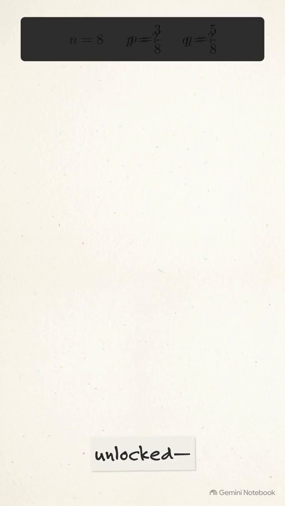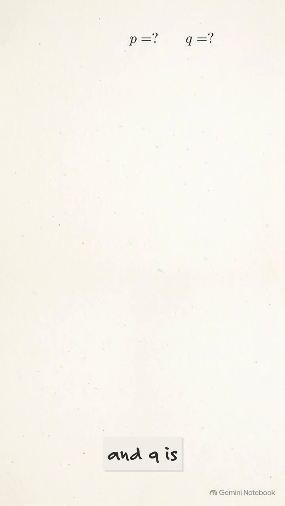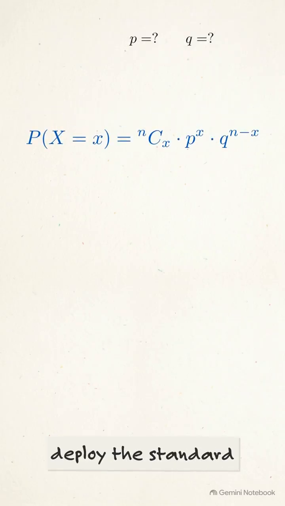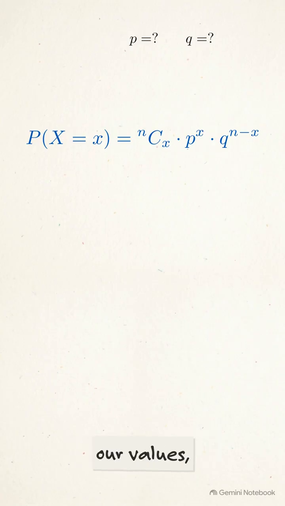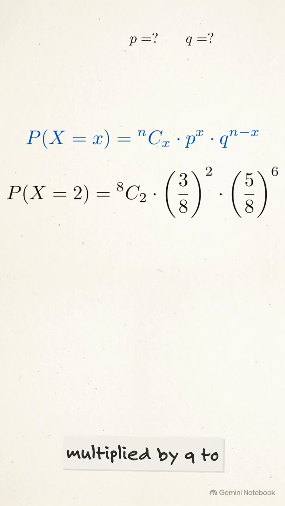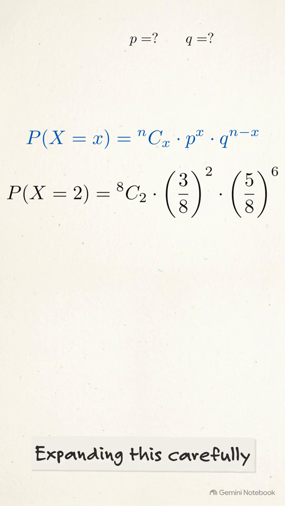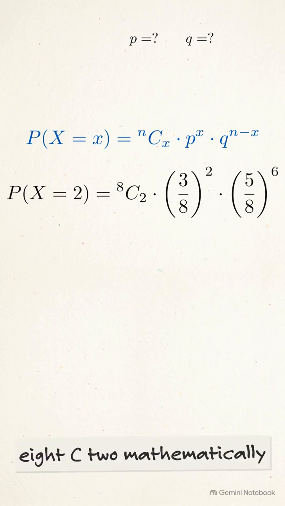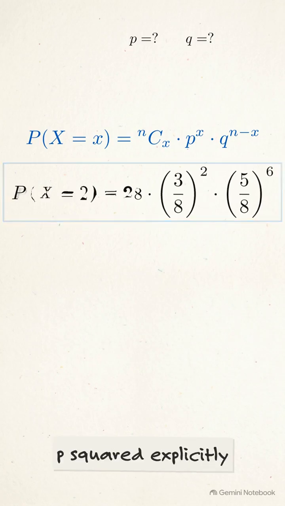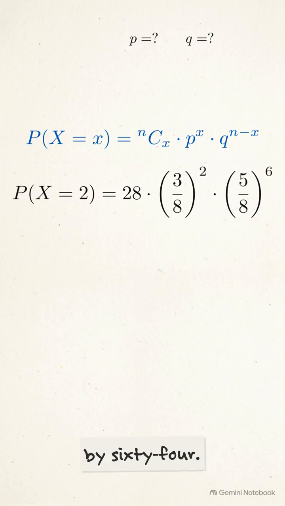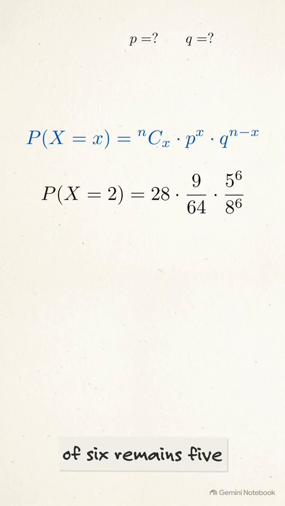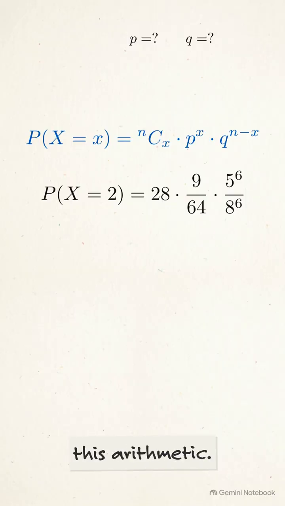With all variables unlocked, n is 8, p is 3/8, and q is 5/8, we now deploy the standard binomial formula to find the probability of x equals 2. Substituting our values, this probability is given by 8C2 multiplied by p squared multiplied by q to the power of 6. Expanding this step by step, 8C2 resolves to exactly 28, p squared becomes 9 divided by 64, and q to the power of 6 is 5 to the power of 6 over 8 to the power of 6. Finally, we merge this arithmetic.